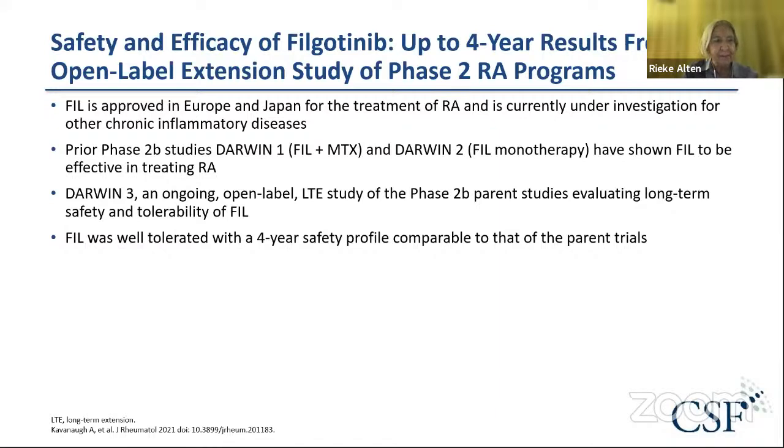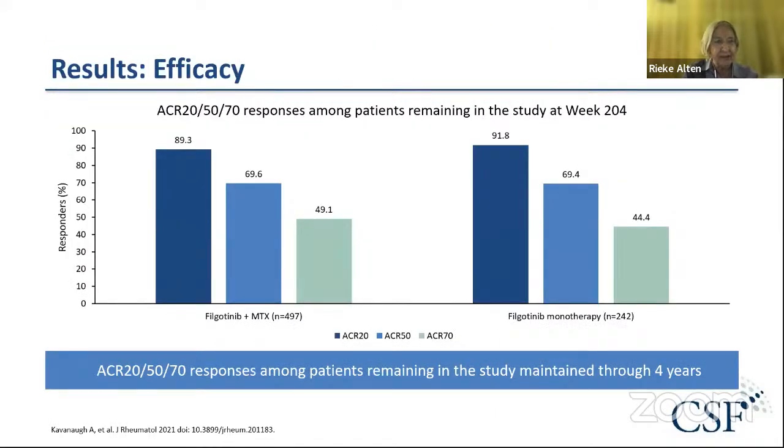Next slide, please. So you can see here the efficacy. They were nicely met in the ACR 20/50/70 responses among patients remaining in the study, maintained throughout the 4 years. And that is quite a bit, 4 years on filgotinib already, because they started early and then it took a little time to get the approval. So it's very good that we have this reassuring 4-year data. Let's move on.